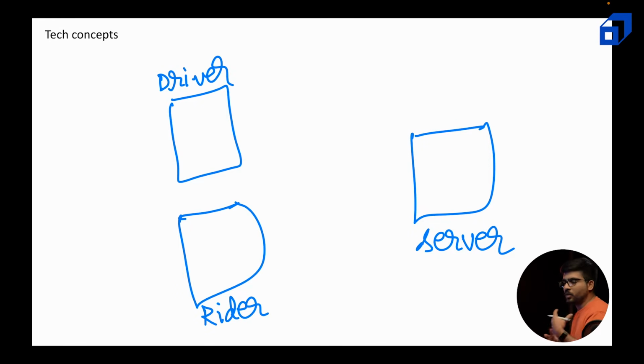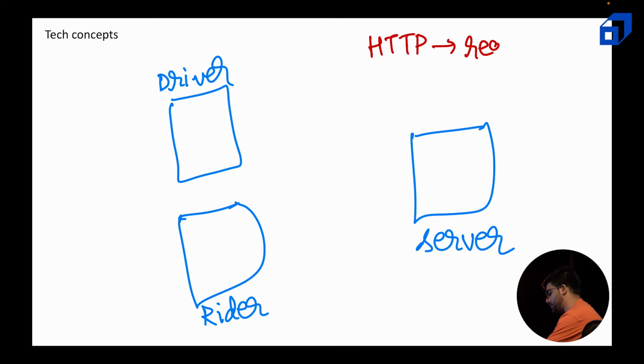Now there are two ways of communication. The first one is the synchronous way of communication using HTTP request. So what does HTTP request mean? You send a request for some data and you receive a response in return. So the first one is the HTTP means of communication, or HTTP protocol as we popularly know it. You send a request and you receive some response in return.